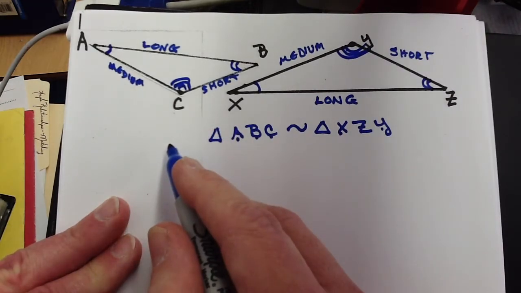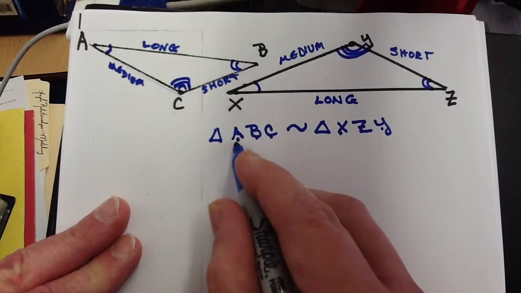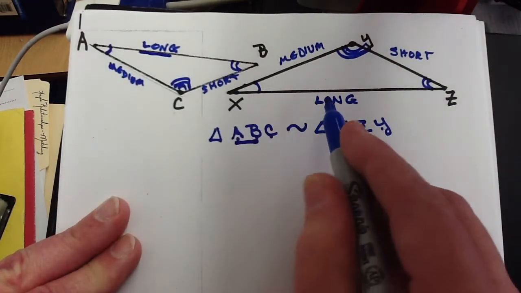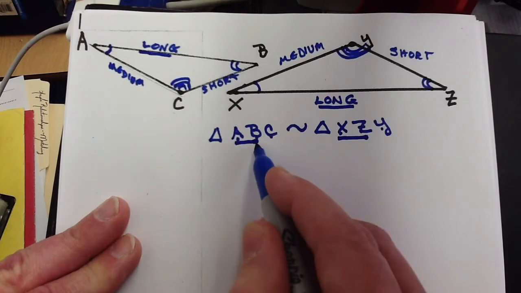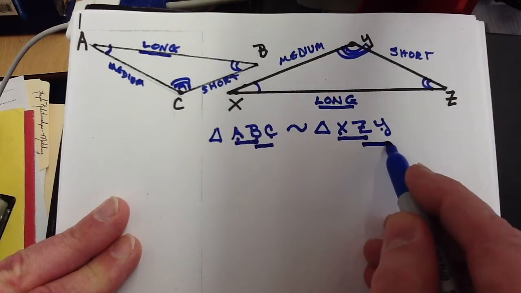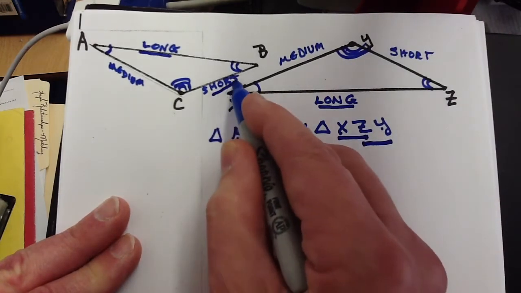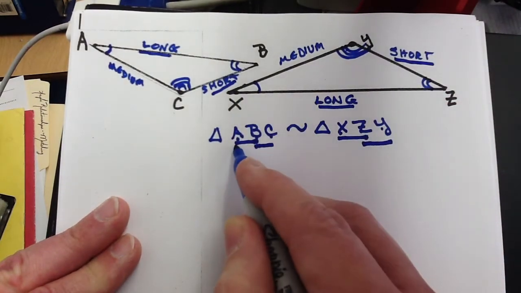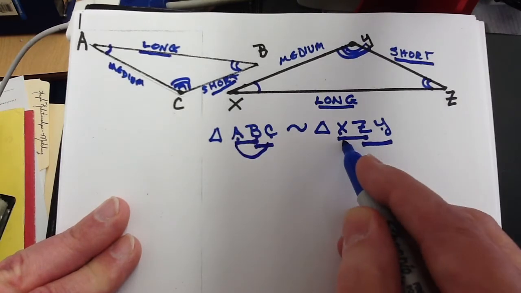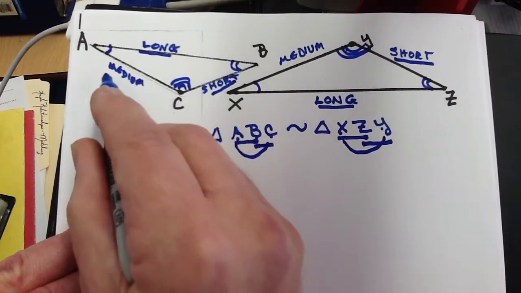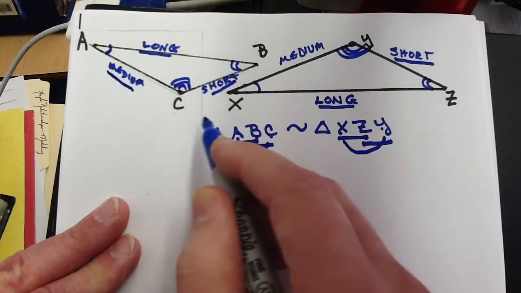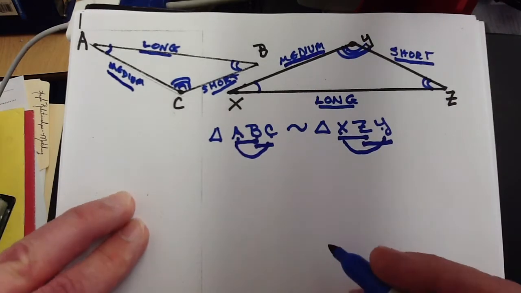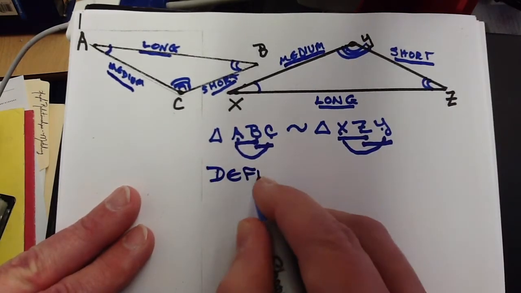You'll notice that in doing this, I've written this in such a way that AB and XZ are both the long sides, and they're in the same place in the similarity statement. BC and ZY are both the short sides, and they're in the same place in the similarity statement. And then AC and XY are the remaining side, the medium side, and they are in the same place in the similarity statement.